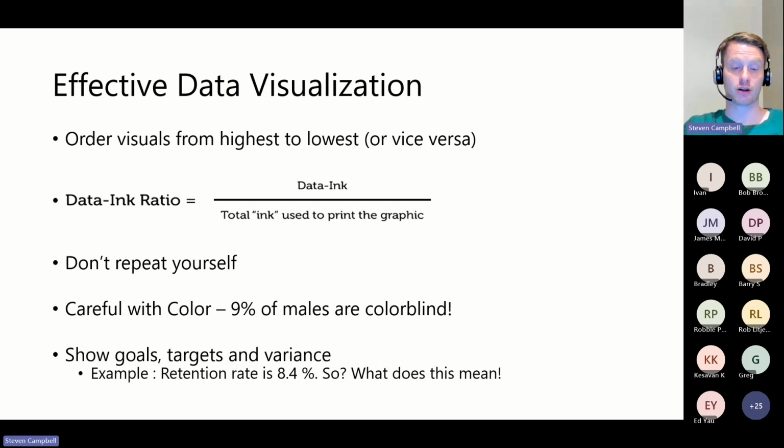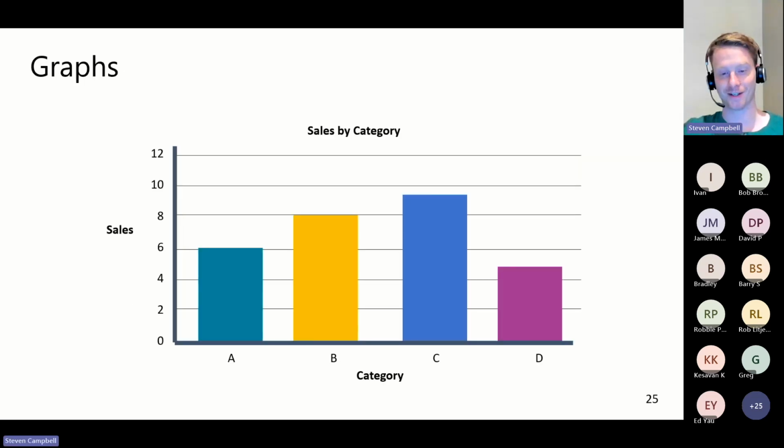And then finally show goals, targets, and variance. Again, we've spoken about this. This is that context. If we show something, 8.4%, right? What does this mean? Show some context. Is this up or down from last year? And this can be applied not just to KPIs, but to other graphs as well. So let's have a look at all of these in action.